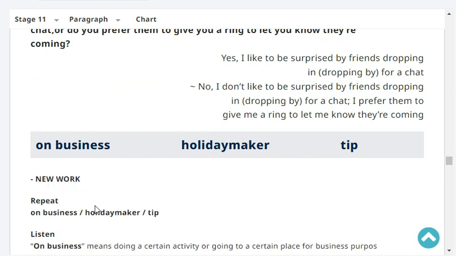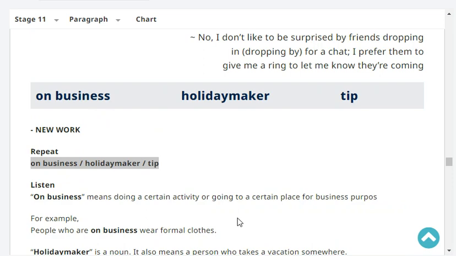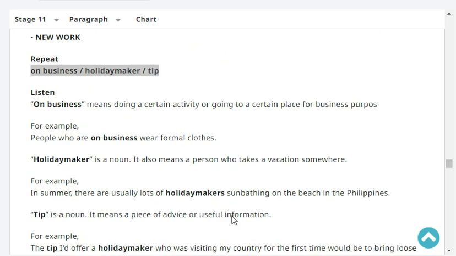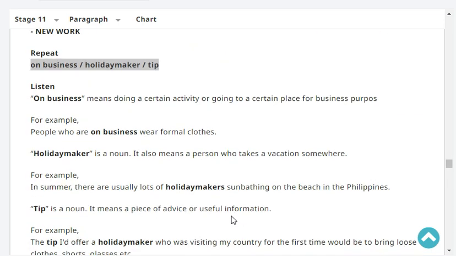Tip. Very good. Okay, listen. On business means doing a certain activity or going to a certain place for business purposes. For example, people who are on business wear formal clothes. Holiday maker is a noun. It also means a person who takes a vacation somewhere. For example, in summer, there are usually lots of holiday makers sunbathing on the beach in the Philippines.